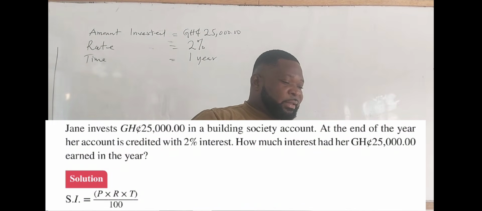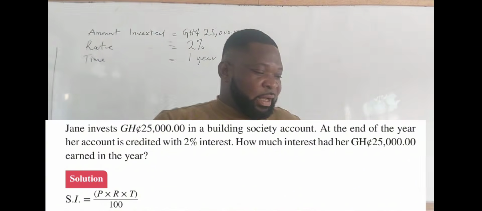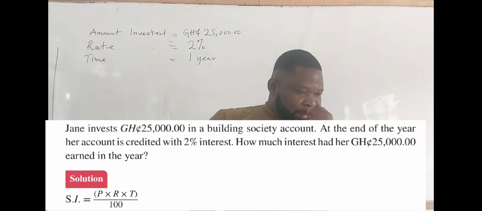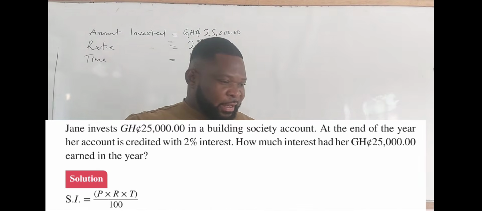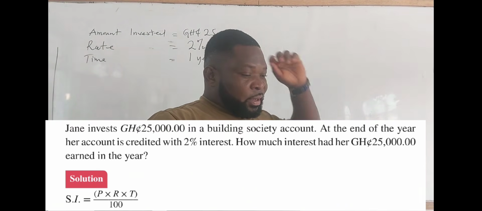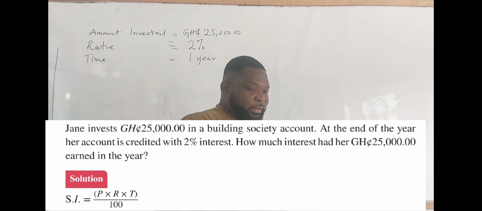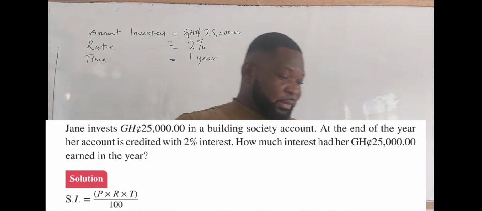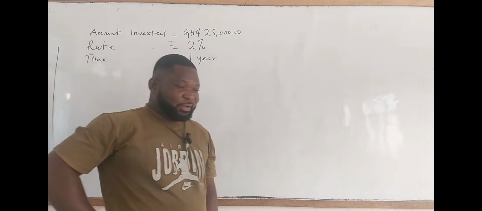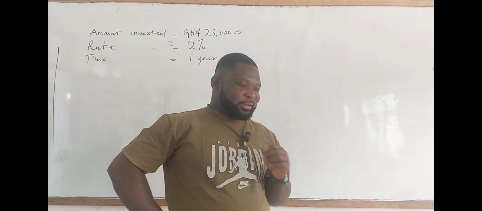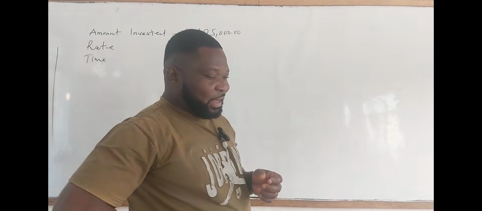Jane invests 25,000 Ghana cedis in a building society account. At the end of the year, her account is credited with 2% interest. How much interest had her 25,000 Ghana cedis earned in the year? How much interest had her 25,000 earned her in a year?